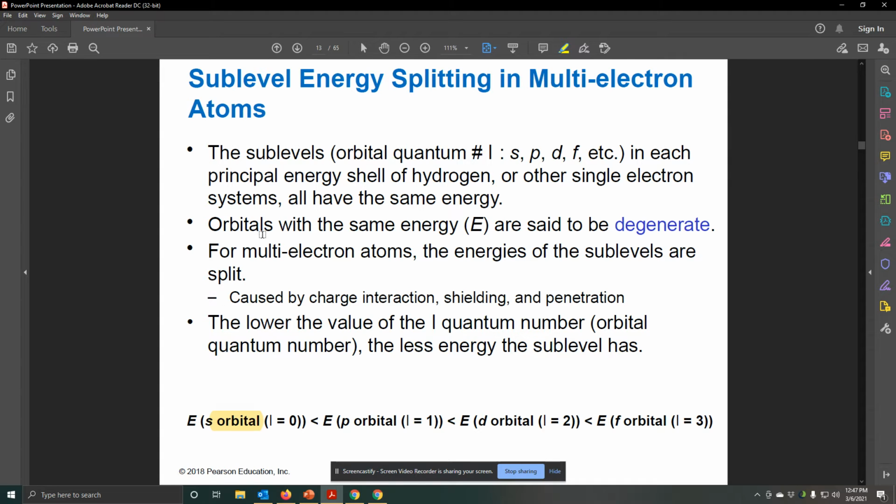Okay. Orbitals that fall in the same subshell. Let's say we have a 3p subshell. P can hold 6 electrons, so there are 3 orbitals. Each one of those 3 orbitals has the same energy. And there's a word for that, and it's called degenerate.